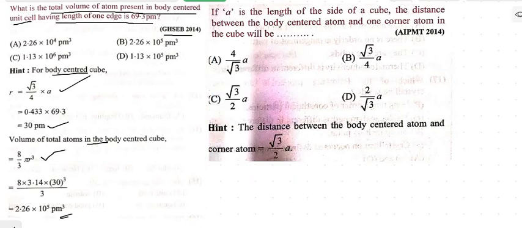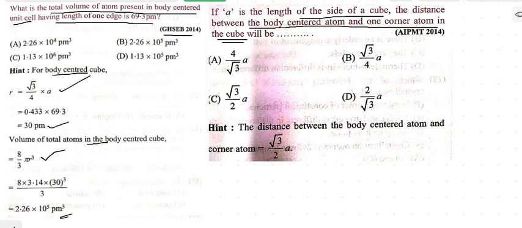Now moving to the last MCQ. It says if a is the length of the side of a cube, the distance between the body centered atom and one corner atom of the cube will be. Okay, so let us understand this question again. In a BCC lattice, one atom is in the center of the body while the other atom is at one of the corners, and you need to know the distance between them.